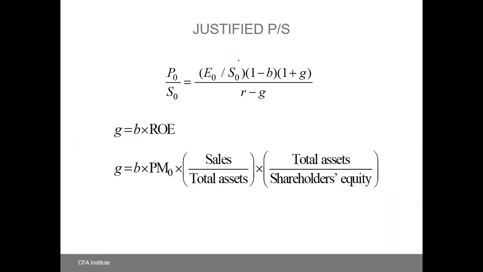Okay, so you probably can recall that with each multiple, we derive a justified multiple for that respective multiple. So how can we come up with a justified price to sales ratio? Justified price to sales ratio. So let's work together. Then we'll try to explain how the price to sales is influenced by some factors.